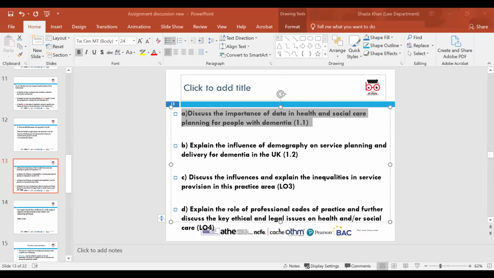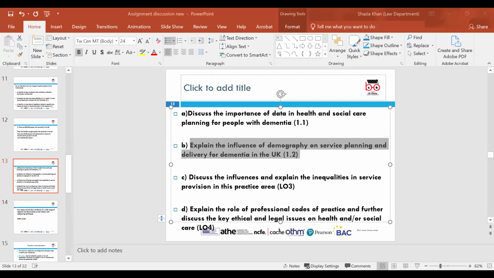Okay. Please do not change the wording. I keep saying that. B, explain the influences of demography on service planning and delivery for dementia in the UK. What learning outcome is that? Learning outcome 1.2, and that starts on page 17 onwards. So you look at age structure, geographical distribution, ethnic and culture, socioeconomic, health status. You would look at the changes and everything in regards to that.